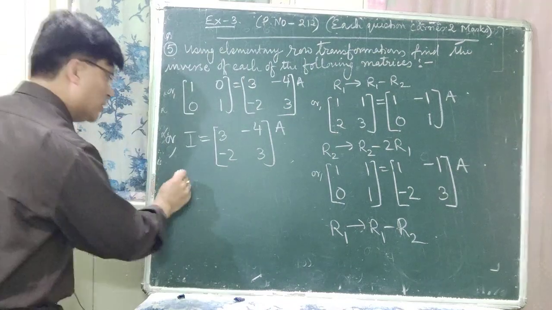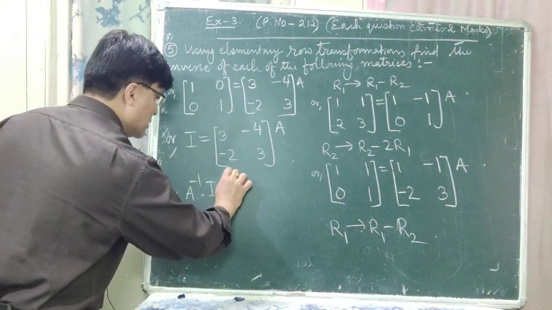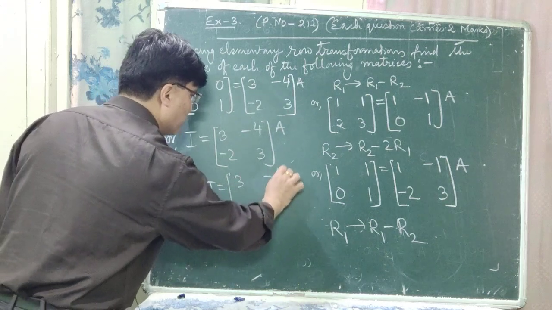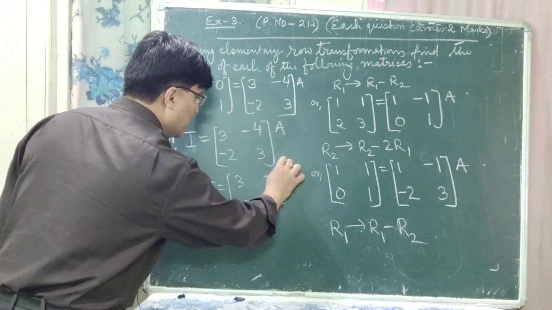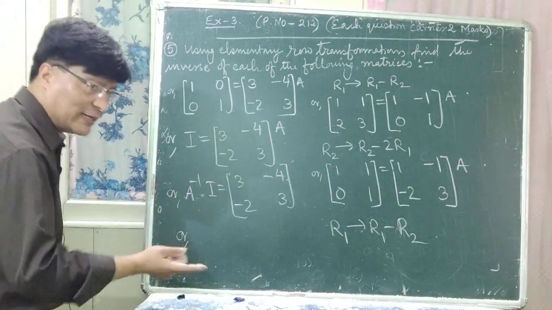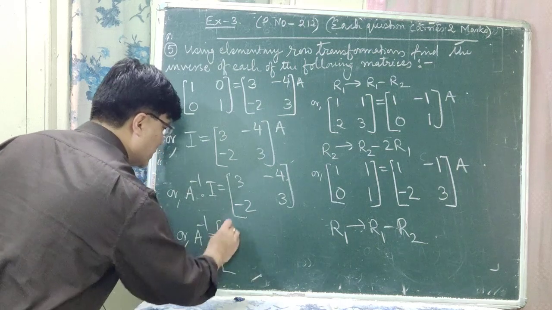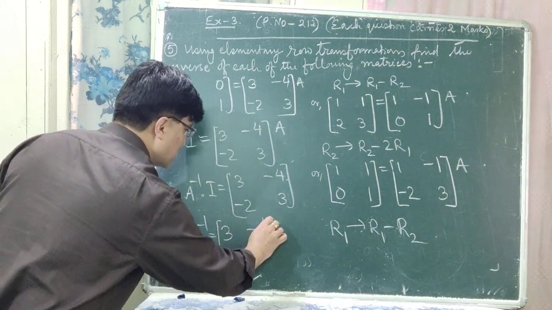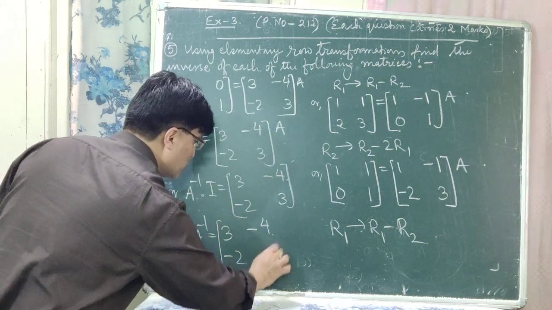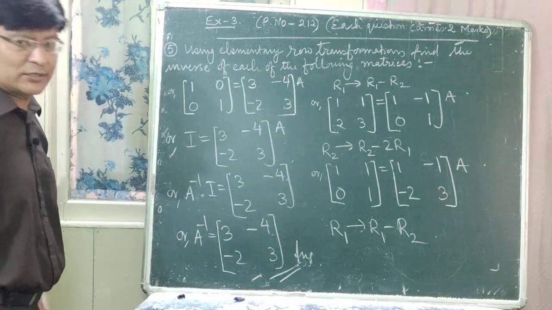What does it become? You know that A inverse dot I is equal to, this is 3 minus 4 minus 2, 3, right? So what is A inverse dot I? That is your A inverse, right? So this is your A inverse. So what do we get here? 3 minus 4 minus 2, 3. So that means we got A inverse.